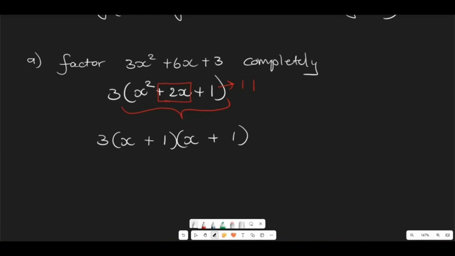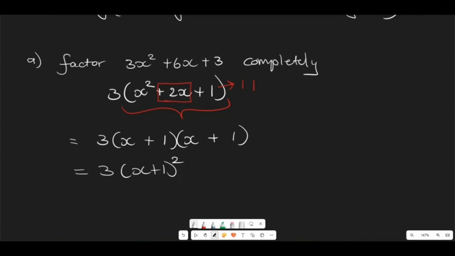Are you guys with me on that? Are you guys with me on how I got to that? And then I'll just answer the questions on the chat in a few. Okay, perfect. So our final answer in this case is 3 times (x plus 1) squared, since these are the same.